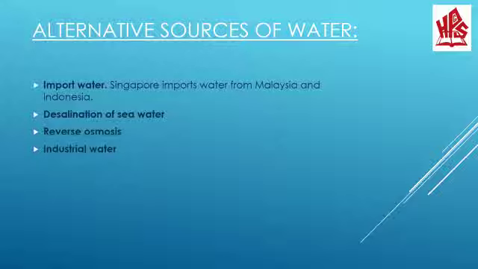Another option is industrial water. Industrial water is obtained by treating effluent from sewage treatment works. It can be supplied to the factories for non-potable usage such as cooling machinery and flushing the toilets.